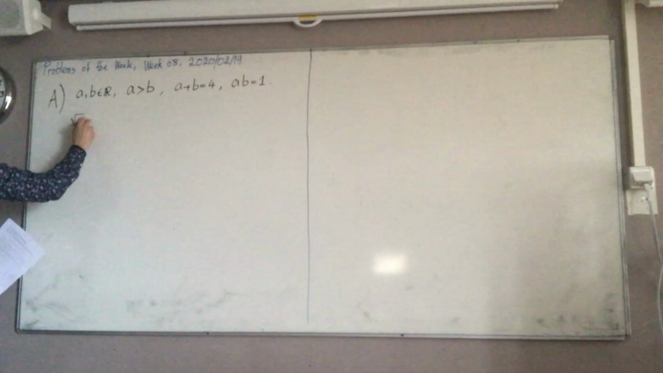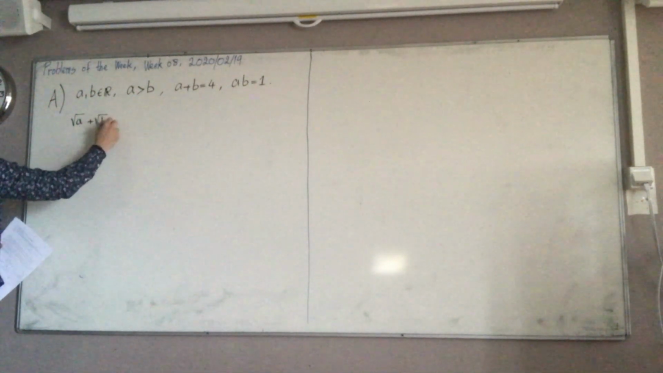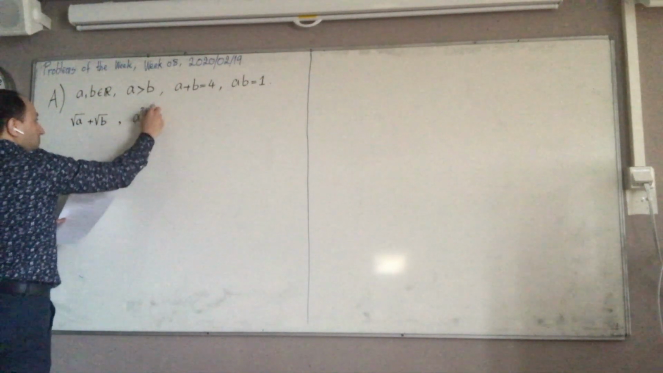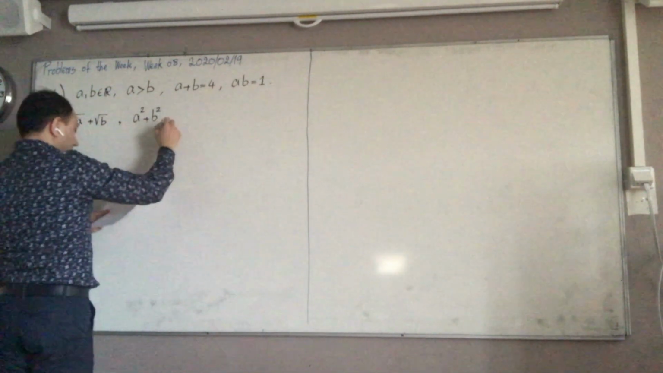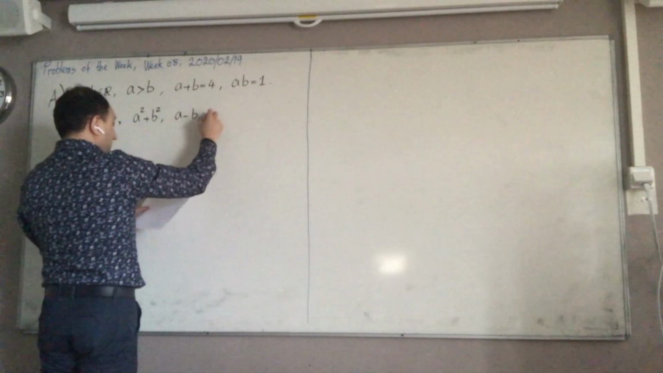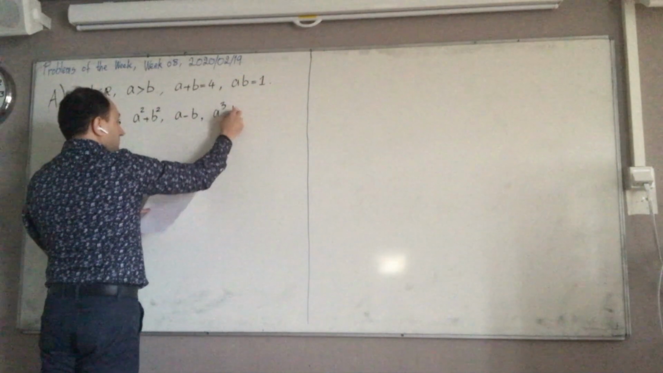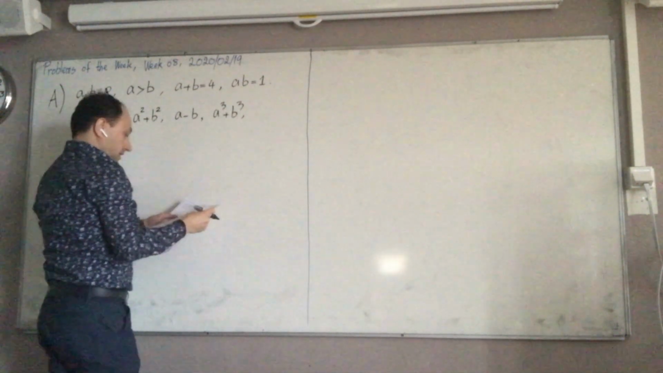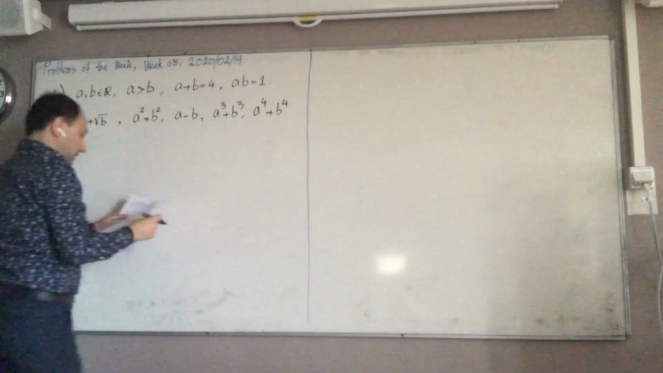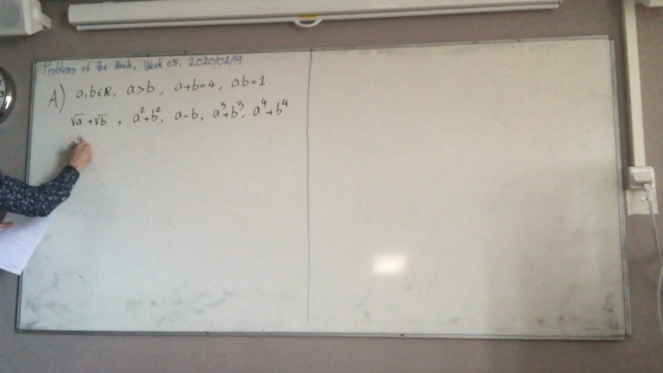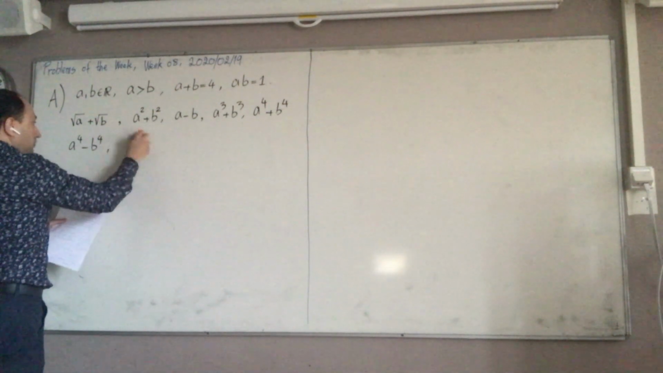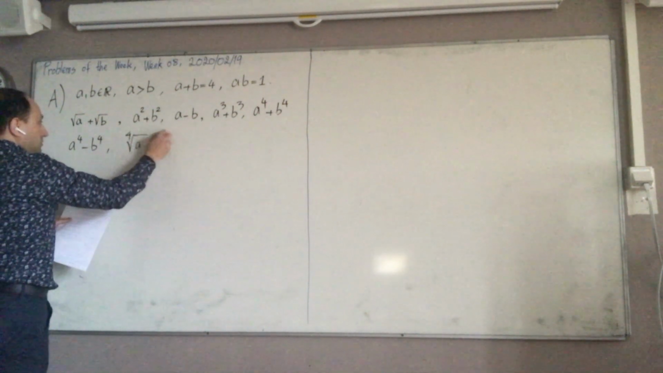Square root of a plus square root of b, and then we're supposed to calculate a squared plus b squared, and then a minus b, a cubed plus b cubed, a to the 4 plus b to the 4, a to the 4 minus b to the 4, and then finally the fourth root of a plus the fourth root of b.